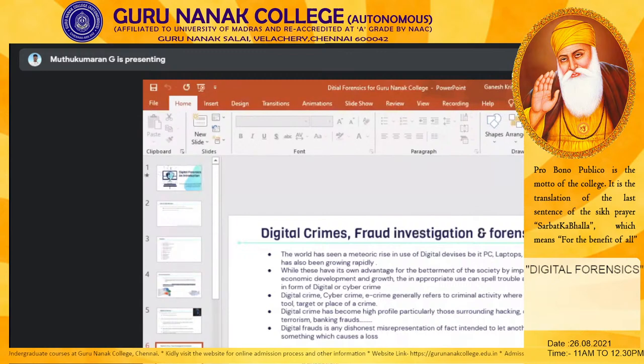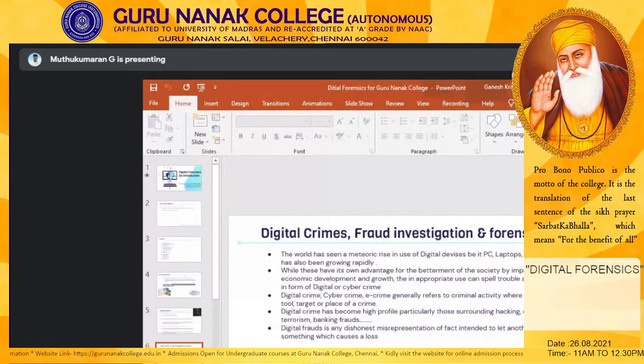Having understood just the basics of what digital forensics is, let us see what digital crimes are, how they are done, and how they relate to forensics. Unless we know what the crime legally is, we cannot say what evidence we need to collect.